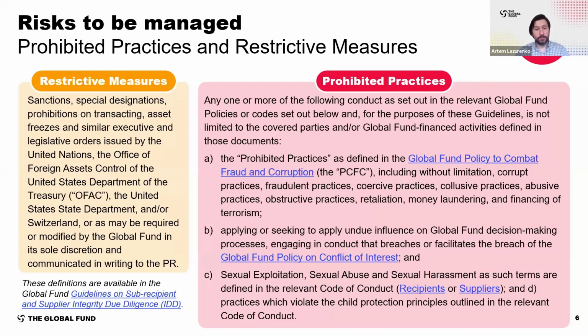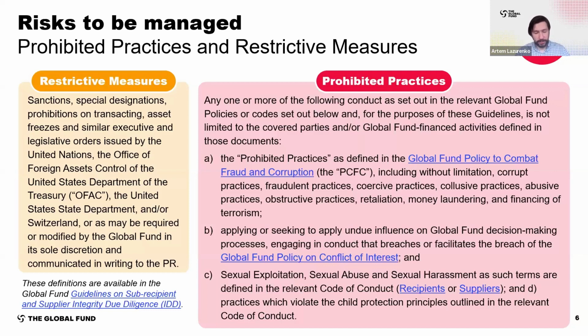There are two big, broad buckets of integrity risk which we're particularly concerned about and which the guidelines really focus on. The first are restrictive measures. These are sanctions, special designations, and prohibitions on transacting, such as asset freezes or similar executive orders issued by national and international authorities. These are orders that basically make it impossible for certain organizations or individuals to be a part of a Global Fund implementation structure.